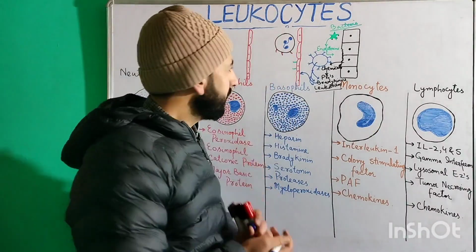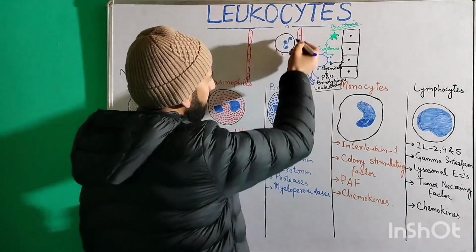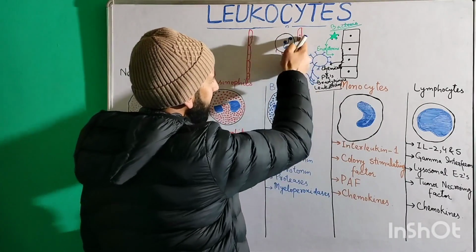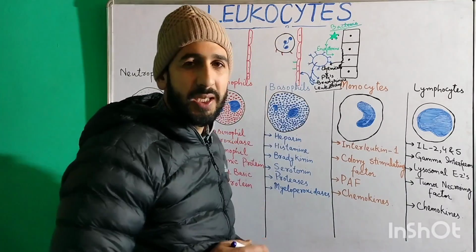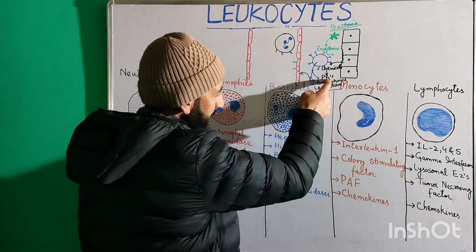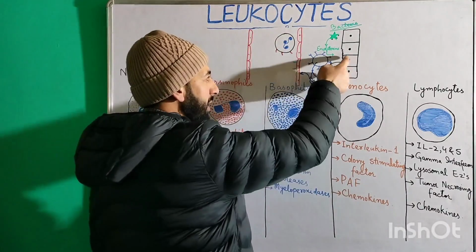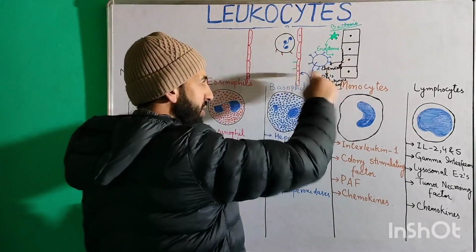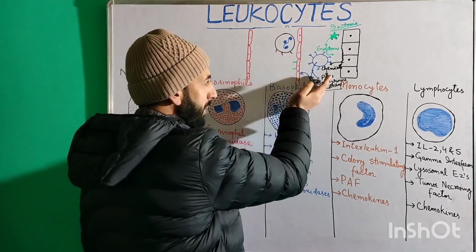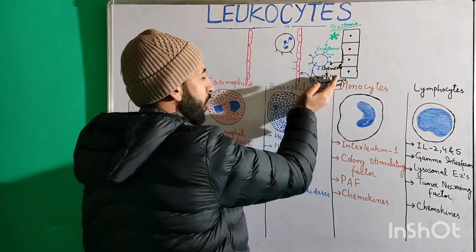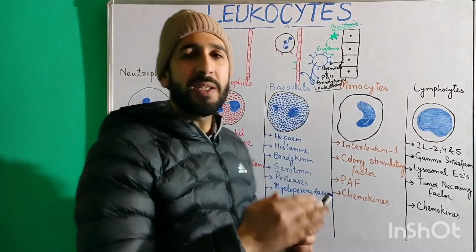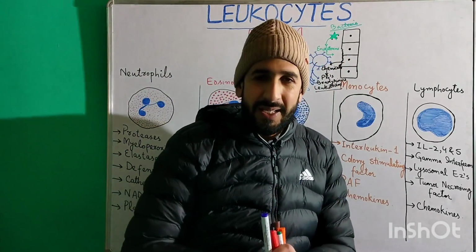Now here, this blood vessel, in the wall of this blood vessel we have these cells, and these cells are called endothelial cells. Now when these chemicals are secreted by this damaged tissue, or secreted by these mast cells, these chemicals will go and stimulate, or act on, these endothelial cells. Now there will be certain changes in these endothelial cells.